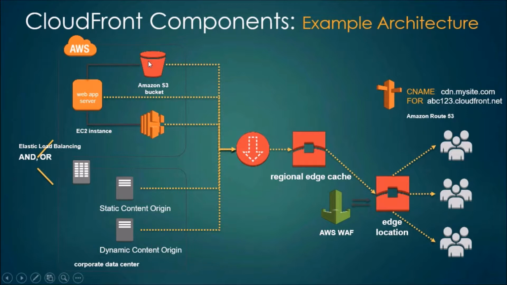Now here on the top, it is Amazon's S3 bucket or EC2 instance, or a load balancer. It can be anything. I can have multiple origins also. It's not required that for a single CloudFront I give only one origin. It goes to the regional edge cache, I'll talk about that, then to your edge location, and then to the users.